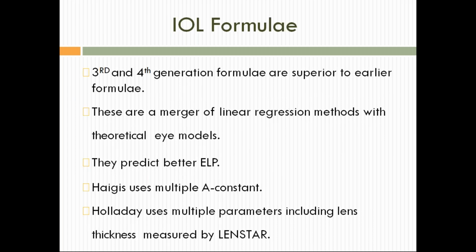Now, discussing the IOL formula. We all know about the IOL formulas. We have first generation, second generation, third, and fourth generation IOL calculating formulas. But fourth generation formulas are superior to the earlier formulas. These are a merger of linear regression methods with theoretical eye models. They predict better effective lens position. Haigis uses multiple A constants like A0, A1, A2. Barrett uses multiple parameters, including lens thickness measured by LENSTAR.